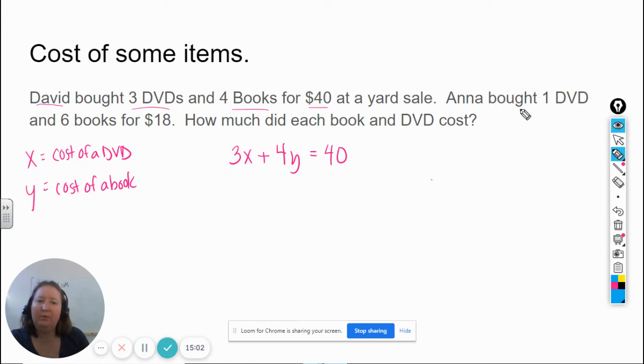Then let's see what Anna did. Anna got 1 DVD. So I could put 1x. I mean, we don't do that, right? I always say it's bad table manners to write the 1 in front of it. You could do it, but you really shouldn't. So we'll just write X. And then, so this is Anna. She got 1 DVD, 6 books, and this is her total cost. How many books? 6 of them. And 6 times what? 6 times the cost of each book, right? Okay, here's your system. Now, there's a million different ways to find the solutions here.